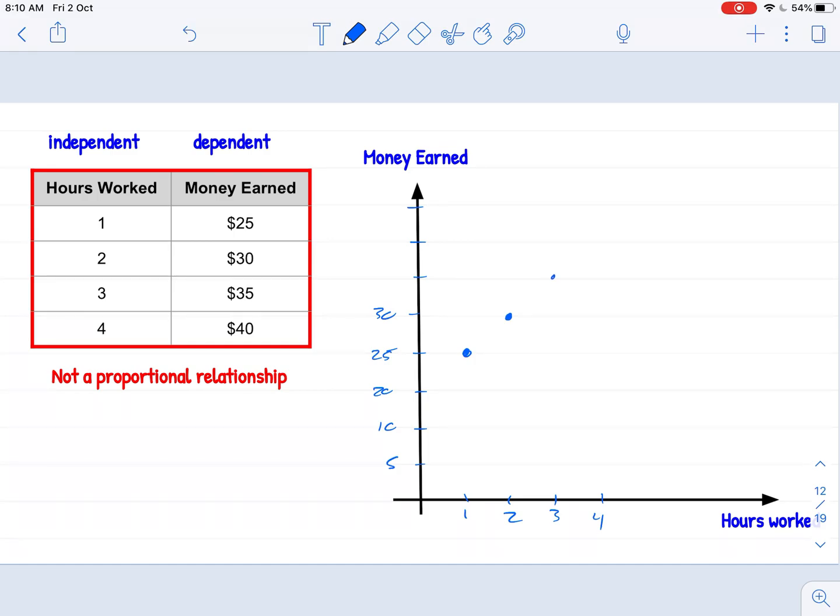335 is going to be right here. And 440 is going to be right here. So here's kind of what that relationship would look like. They're still all in a straight line. When you have something that's in a straight line, we say that there's a constant rate of change. Okay, so this has a constant rate of change, just like my other proportional relationships.